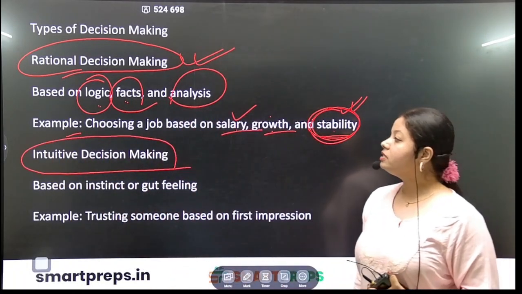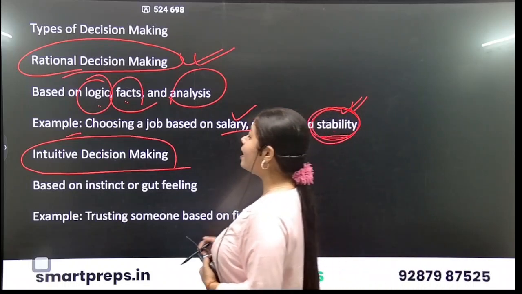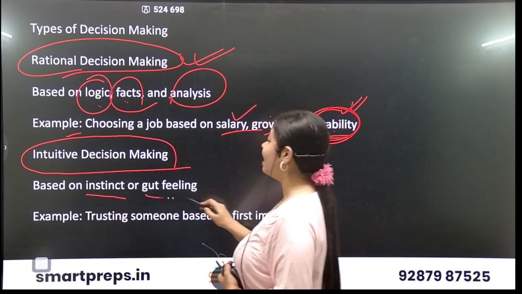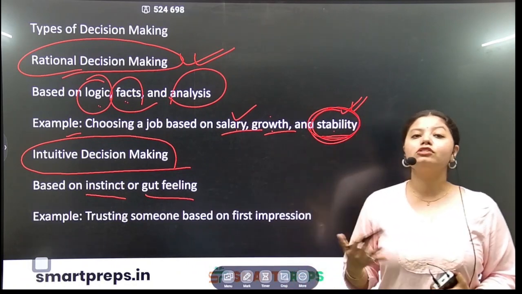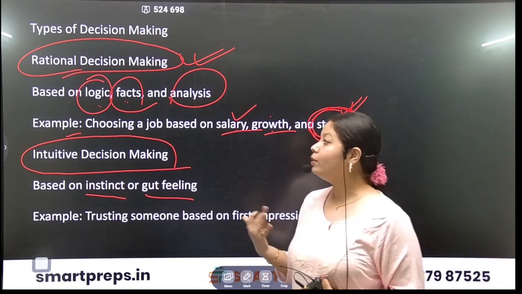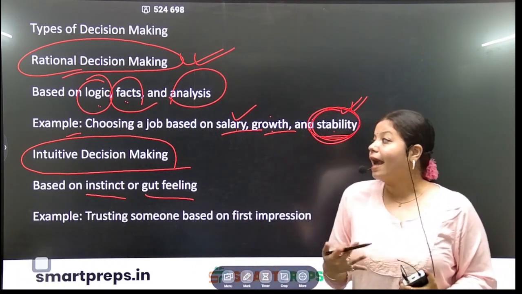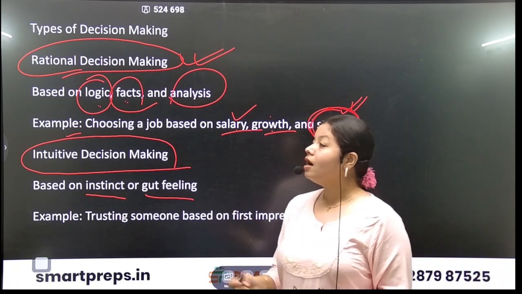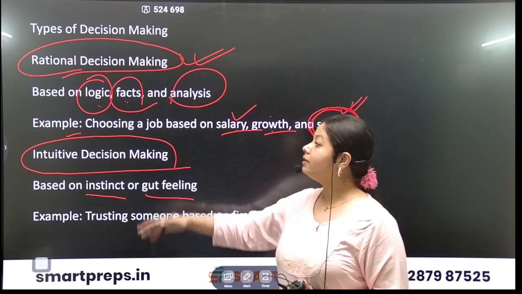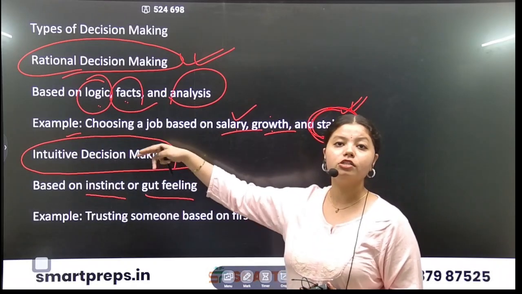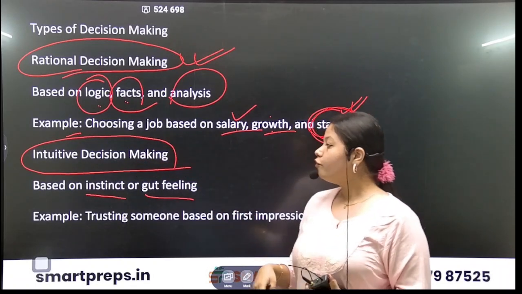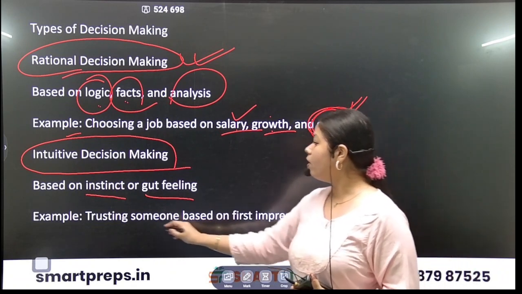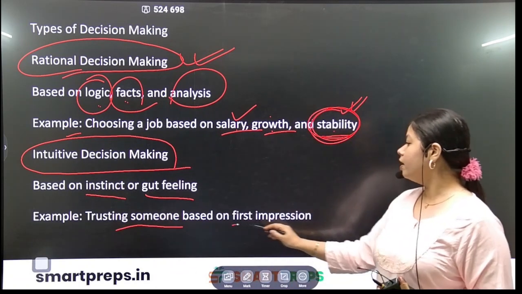Next is intuitive decision making. It is based on instinct or gut feeling. What actually is your gut feeling while you take the decision? What is your mind actually telling you to take the correct decision? That decision making is known as intuitive decision making. For example, trusting someone based on first impression.